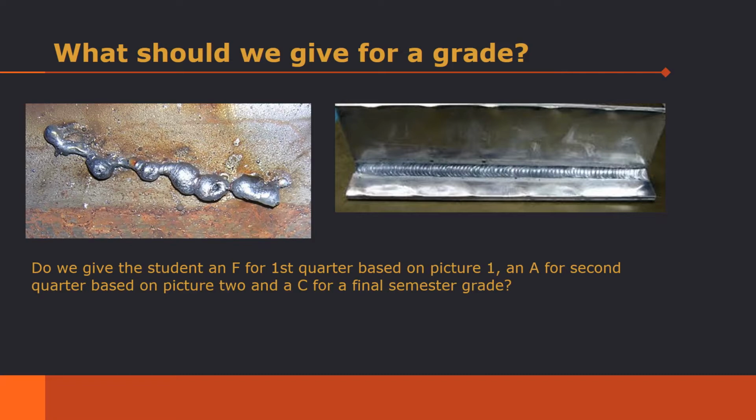What do we do? In a traditional system, we might give the student an F for that first one. It's clearly not a good weld. I wouldn't want to depend on it. And we probably give them an A for the second quarter based on the weld there. And then we would average those two things together to give the student a C for a final semester grade in welding.